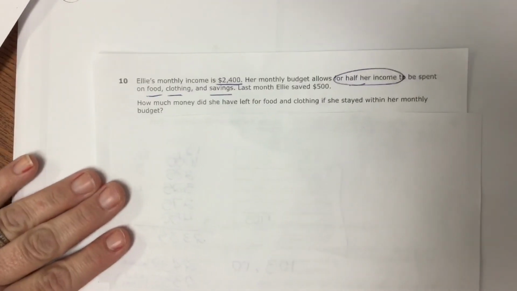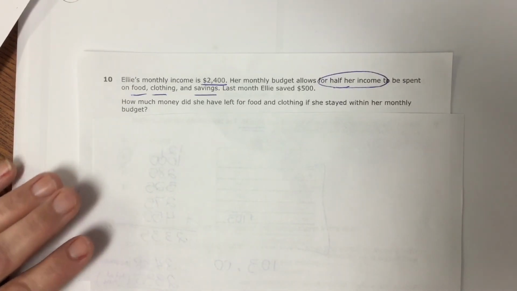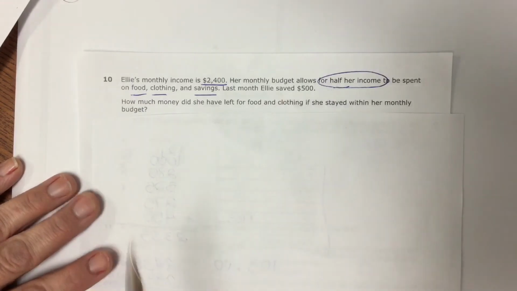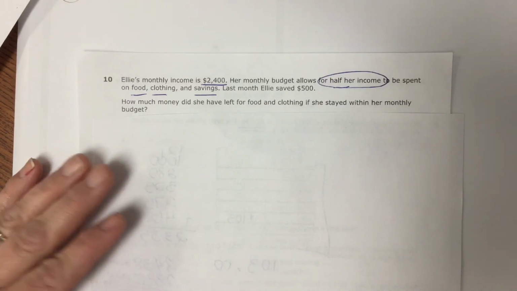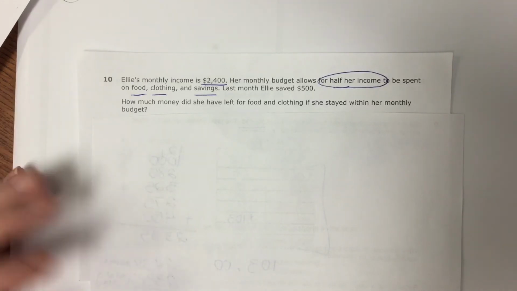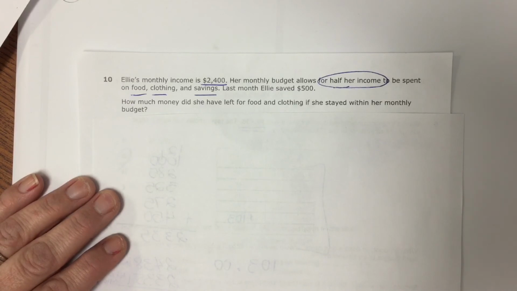it says Ellie's monthly income is $2,400. Her monthly budget allows for half her income to be spent on food, clothing, and savings. Last month, Ellie saved $500. How much money did she have left for food and clothing if she stayed within her monthly budget?